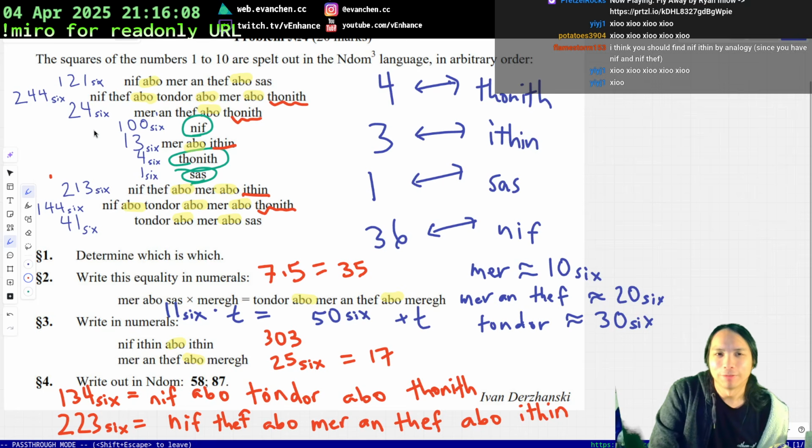Do I believe nif, okay, so I mean okay, nif thef was the 2. I guess we never saw the digit 2 anywhere. Like it could just be thef is the digit 2. And so then nif ithin is, you know. That would actually make sense. Mer and thef. Actually, yeah, that makes sense because thef here is 2. Like nif thef and mer and thef. So I bet nif ithin feels like it better be 303. And that is 111.